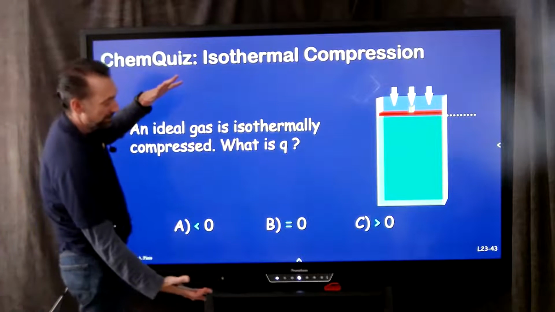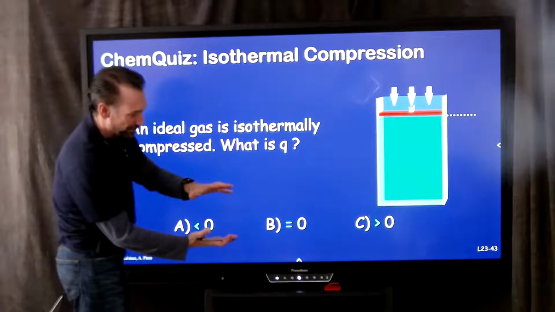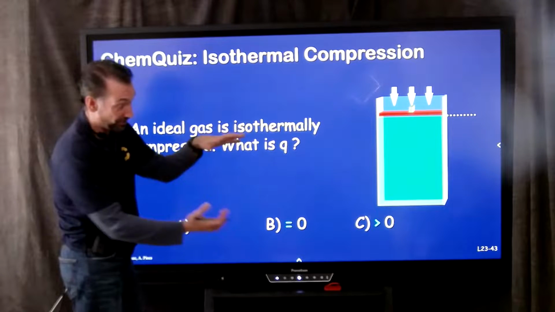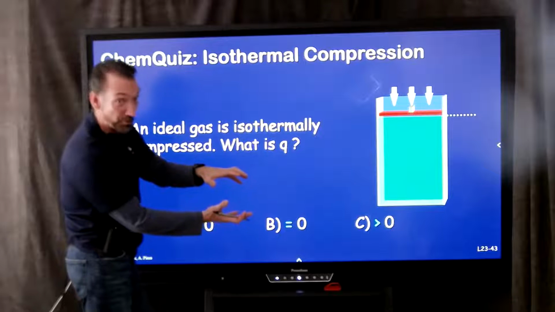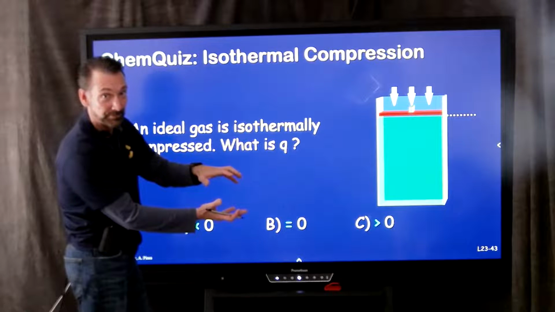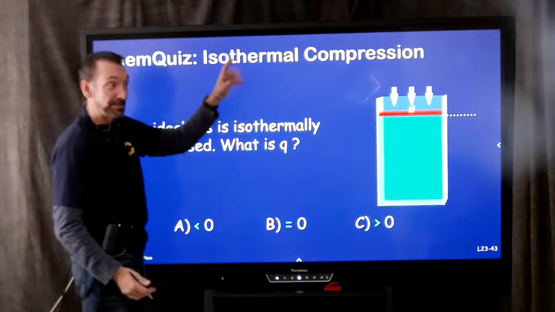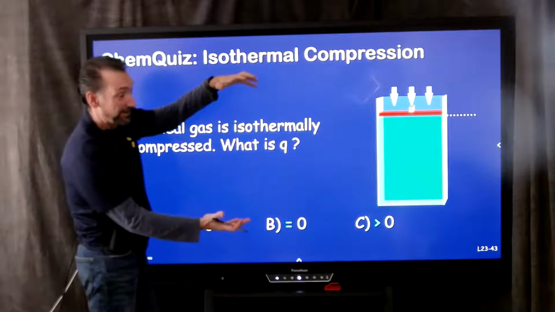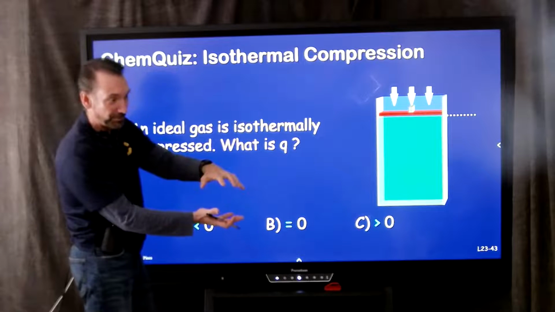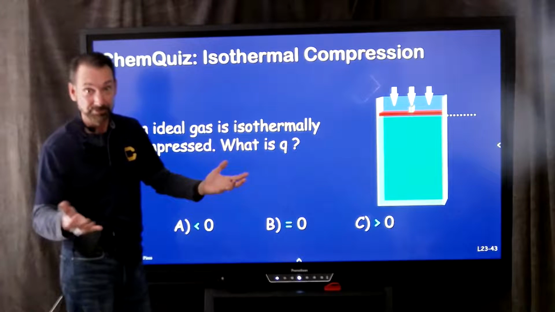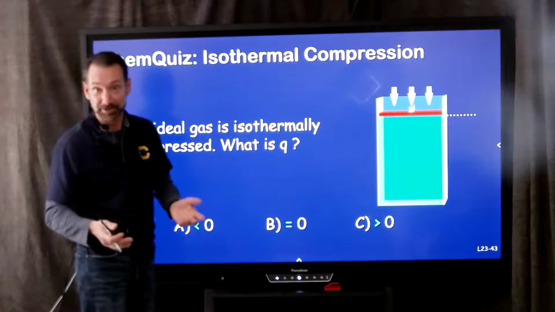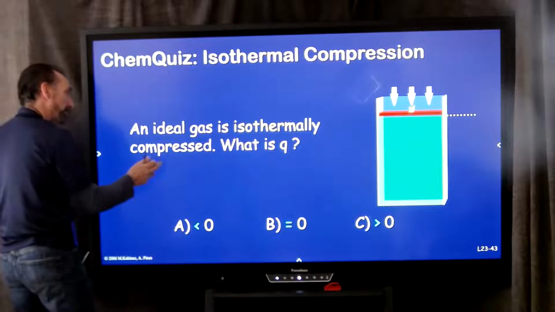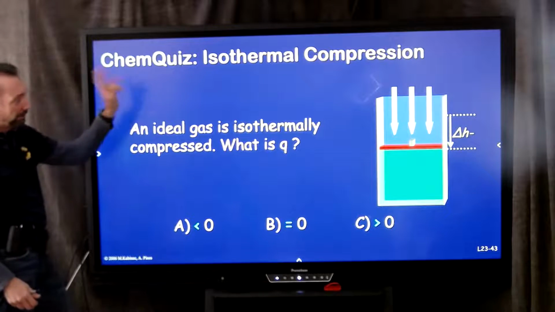So now I'm going to compress it, ideally, the ideal gas, isothermally. So I'm going to squeeze it, and then wait until the temperature is the same, if it changed at all. And then I know it was isothermal. It's not isothermal in this case because it was the same temperature for the whole process. It's isothermal because temperature is a state function. Final minus initial is isothermal regardless of how I got there. So an ideal gas, isothermally compressed, what is Q? Well, I compressed it.